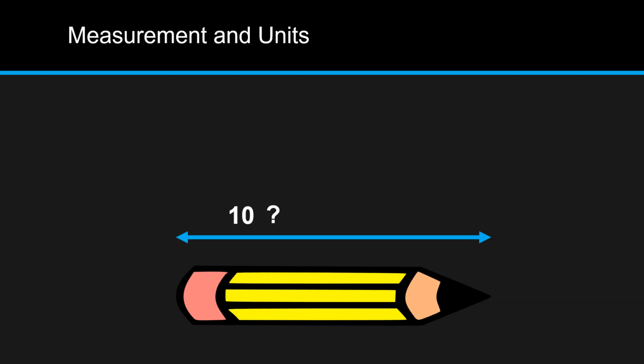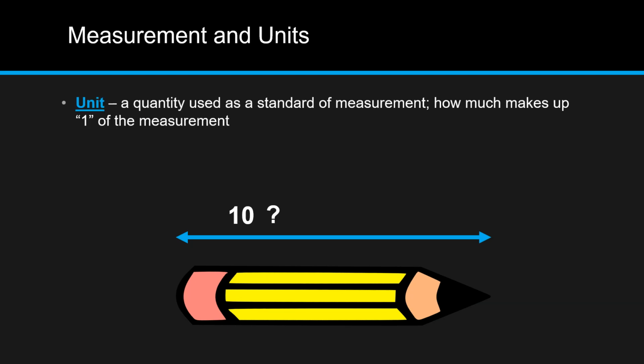What we're missing is a unit. The definition of a unit is a quantity or amount used as a standard of measurement. Each unit represents how much makes up one of the measurement. So in other words, there are many different units for different types of measurements. Units are important because they tell us how much of something there is, how big or small.